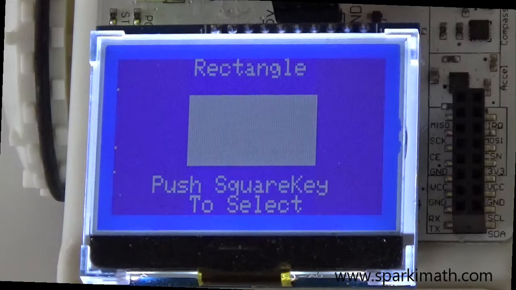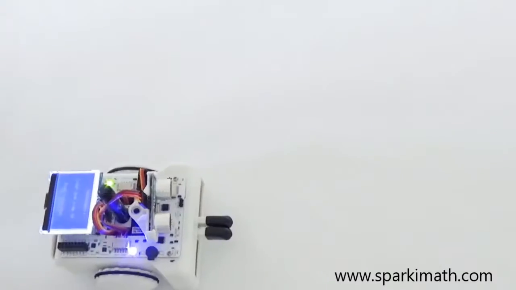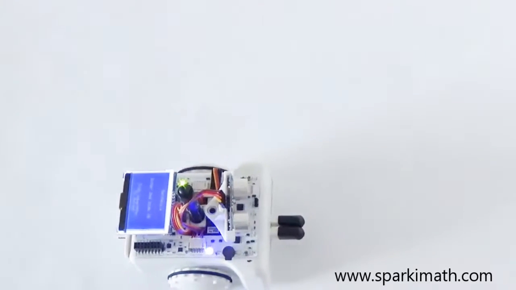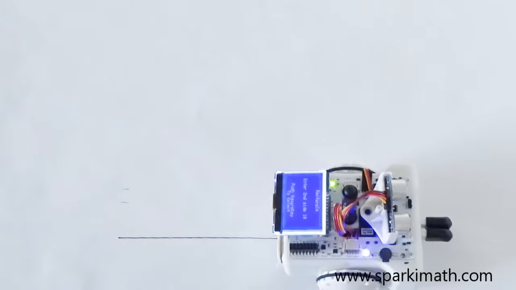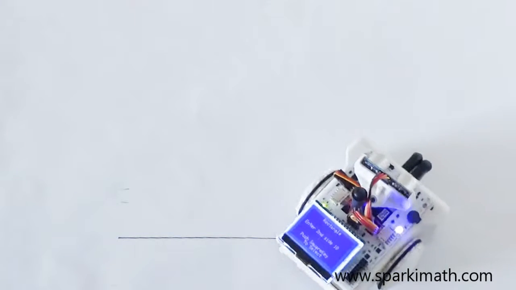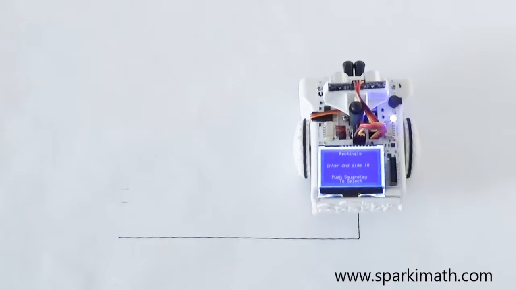And then we're going to be presented with the first question, which is enter the first side. So being a real rectangle, let's do 20 centimeters on this side. And then for the second side, the up and down side, we'll do 10 centimeters. So as soon as we key in the 10, Sparky takes off and he begins to draw the rectangle for us. Turns 90 degrees, he draws the 10 centimeter side.